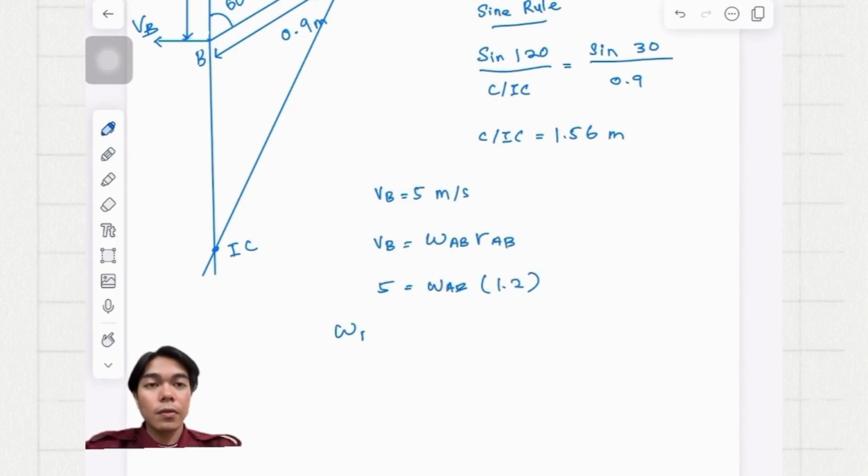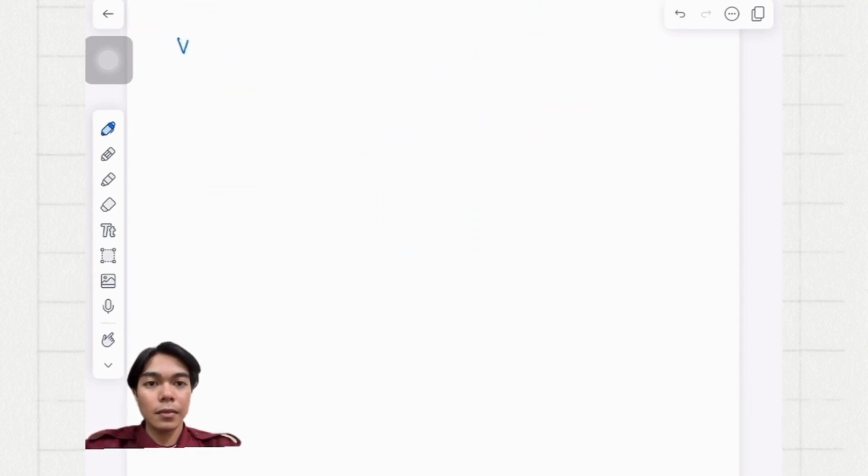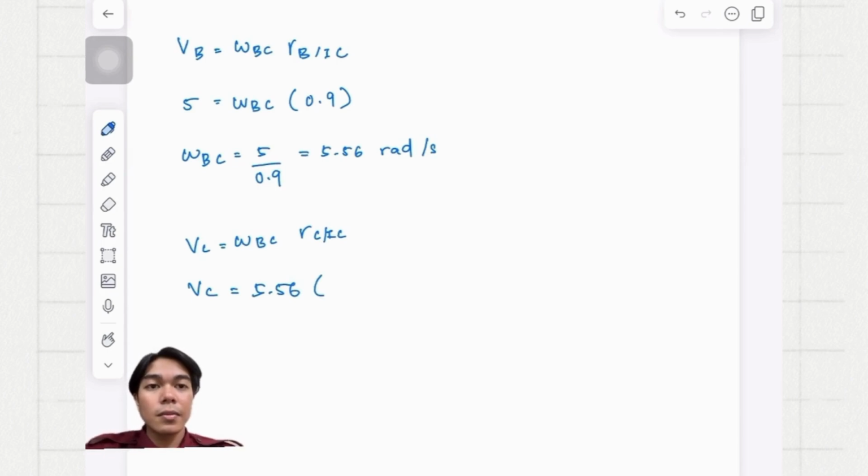By knowing the value of velocity at point B, we can get the value of angular velocity of AB, which is 4.167 radians per second. We can find another value of angular velocity, which is the angular velocity of BC, which is 5.56 radians per second. And lastly, we can find the value of velocity at point C, which is 8.67 meters per second.